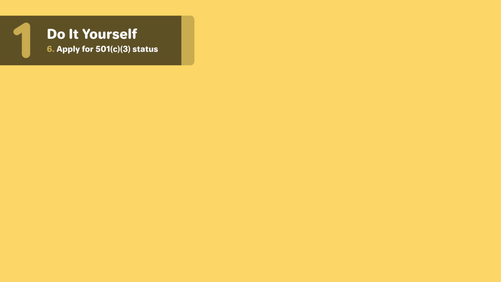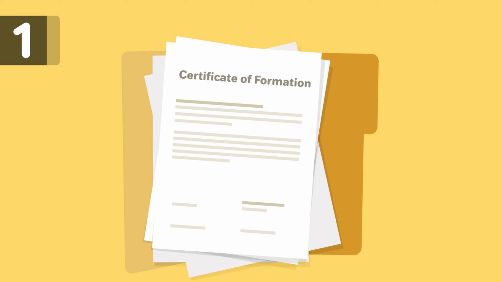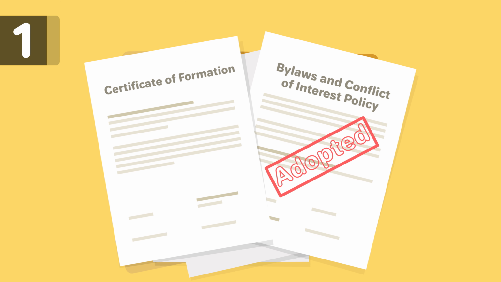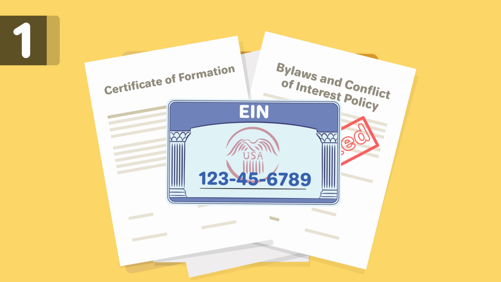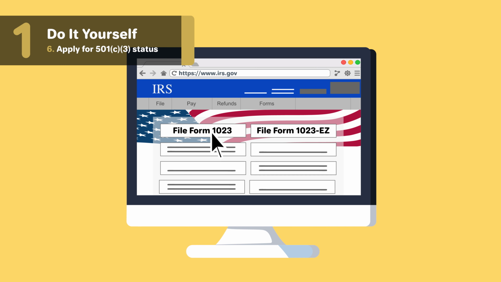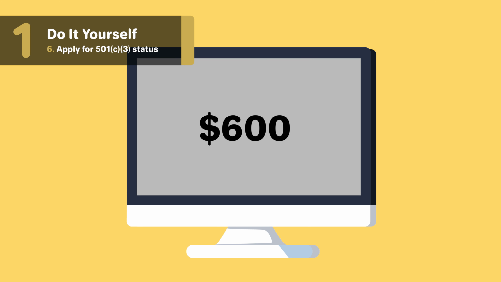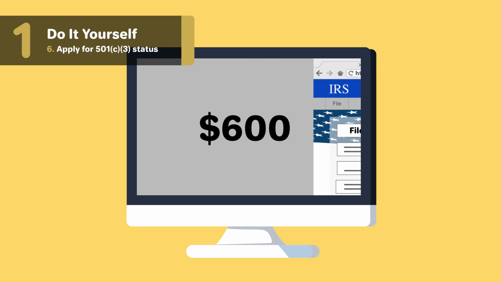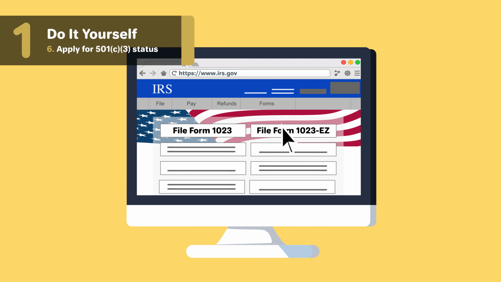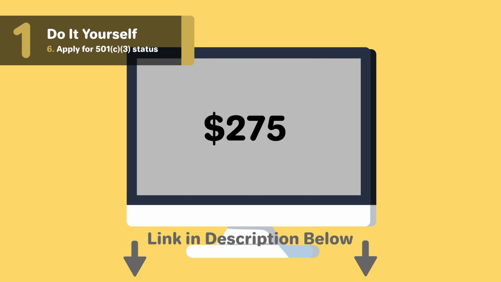Before your nonprofit can apply for 501c3 status, it must file the articles of formation with the required provisions, adopt the bylaws and conflict of interest policy, and have an EIN. In order to file for tax exempt status, most organizations will need to file Form 1023 online or by mail and pay a fee of $600. If your organization's annual gross receipts are below $50,000, then you may be able to file Form 1023-EZ with a fee of $275.